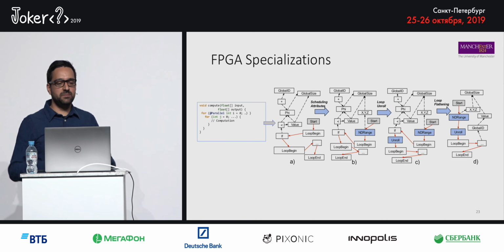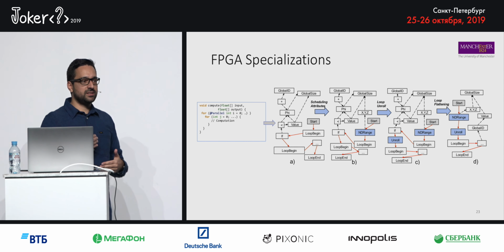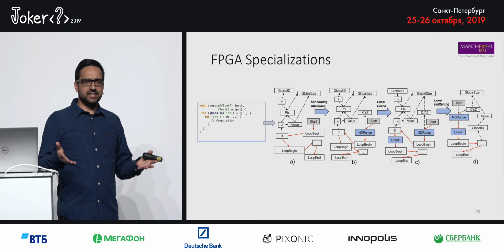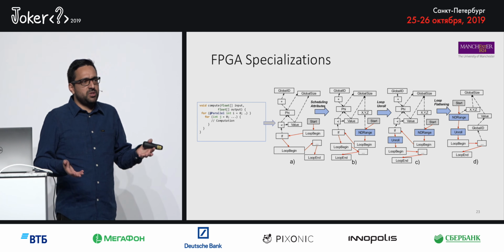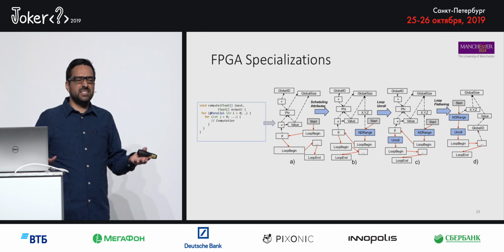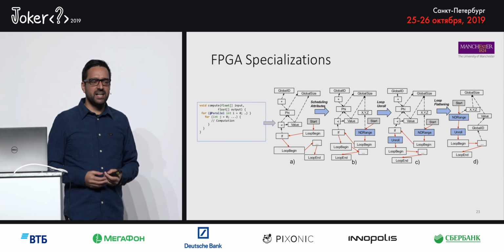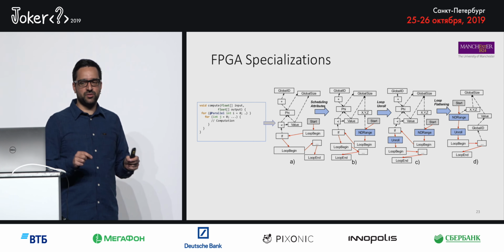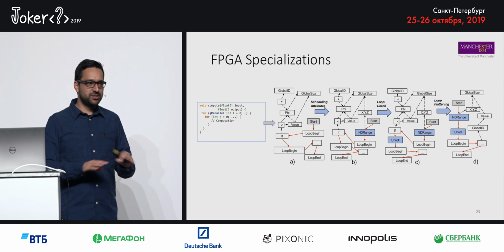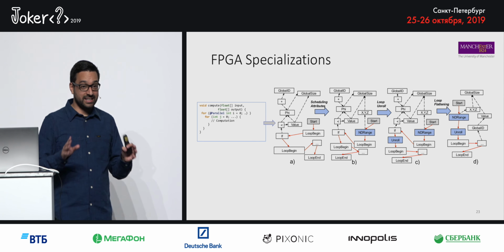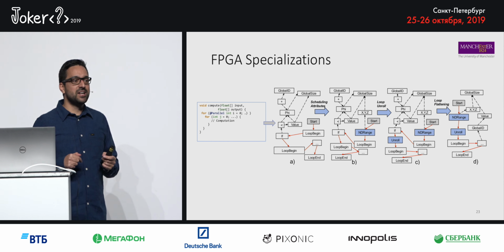Let me tell you about another specialization, in this case for FPGAs. If we don't specialize the code for GPUs, we might be a bit slower, but it's still going to be fast enough. However, if we don't specialize the code for FPGA, we don't get speedups at all. Actually, we get slowdowns. So specialization for FPGA is a requirement.